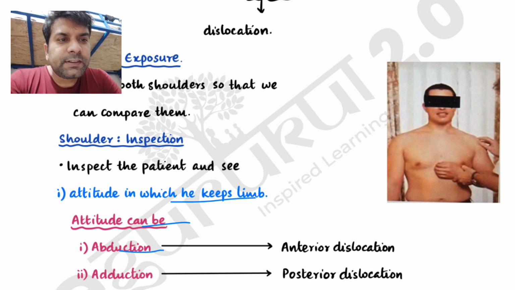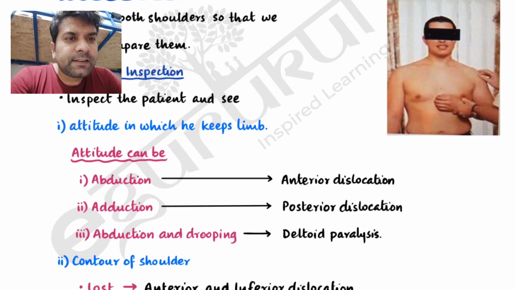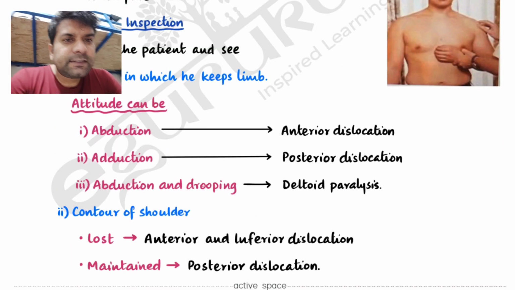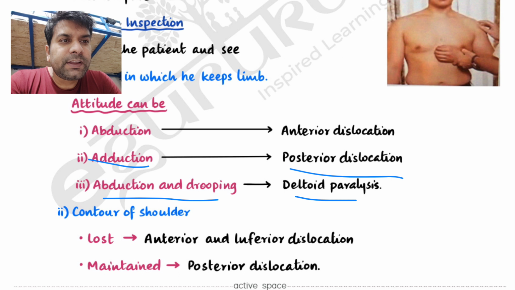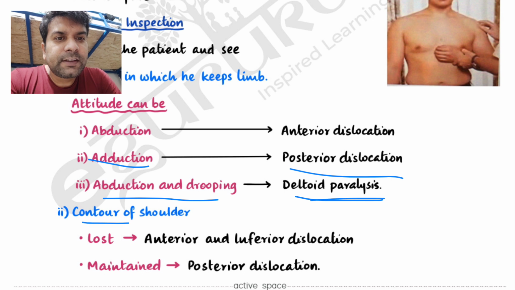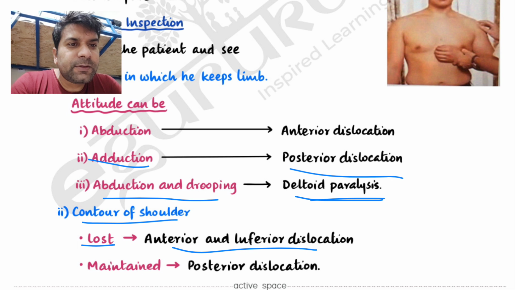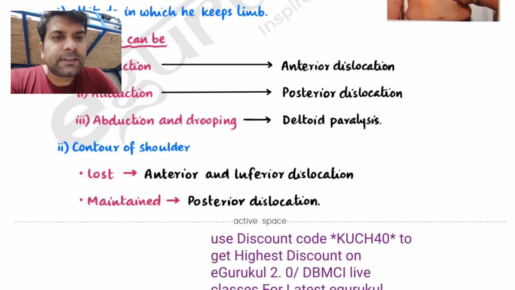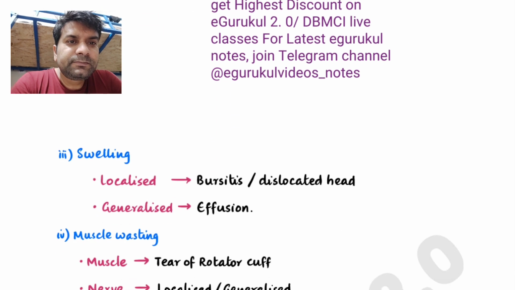Attitude can be abduction; anterior dislocation में abduction होगा. Attitude will be adduction in posterior dislocation, and abduction and dropping in deltoid paralysis. Contour of shoulder, if lost, then anterior and inferior dislocation; if maintained, then posterior dislocation.